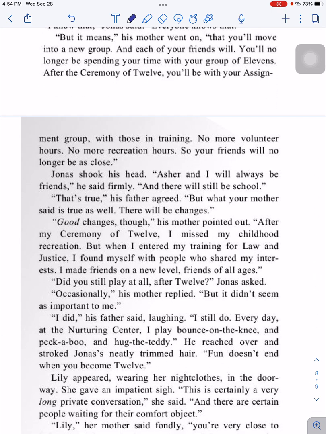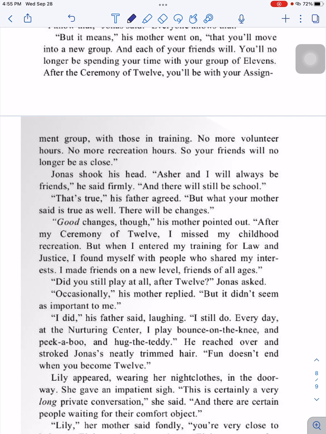But it means, his mother went on, that you'll move into a new group, and each of your friends will. You'll no longer be spending your time with your group of 11s. After the ceremony of 12, you'll be with your assignment group, with those in training. No more volunteer hours, no more recreation hours, so your friends will no longer be as close. Jonas shook his head. "Asher and I will always be friends," he said firmly, "and there will still be school." "That's true," his father agreed. "But what your mother said is true as well. There will be changes."